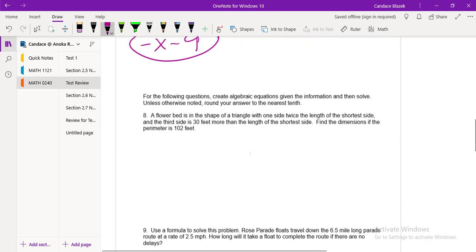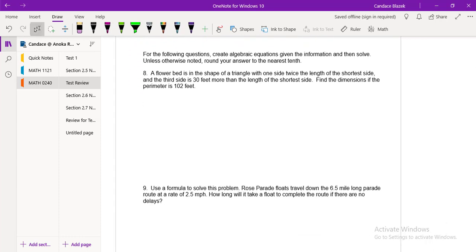Okay, let's do some word problems. Number 8. A flower bed is in the shape of a triangle, and one side is twice the length of the shortest side. And the third side is 30 feet more than the length of the shortest side. Find the dimensions if the perimeter is 120 feet.